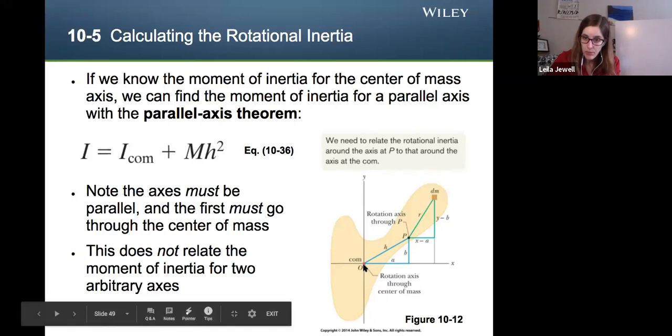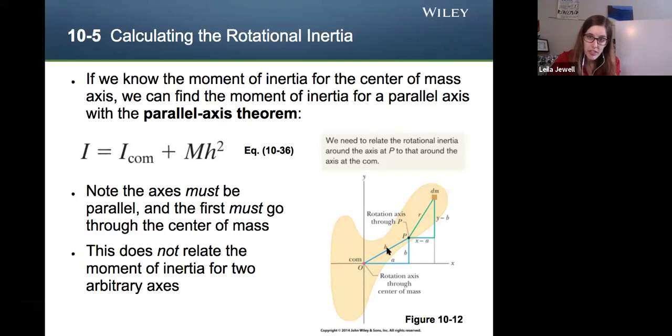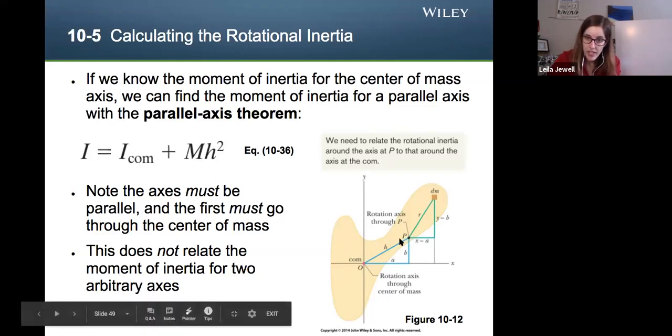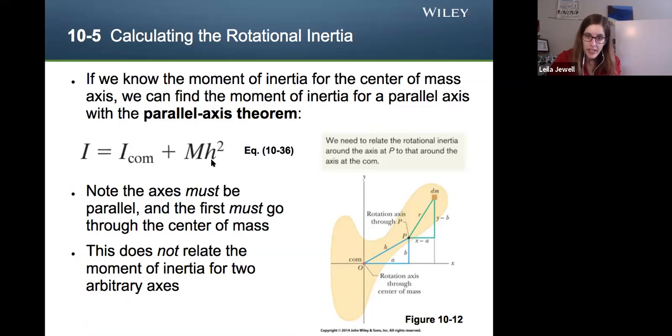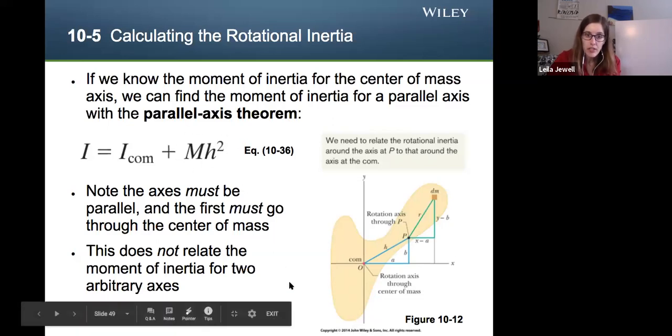So here, the pink one is the center of mass. That's something where we know the rotational inertia, probably from looking up table 10-2. And then if we want to look at the rotational inertia about point P instead, then we know that that's a distance h away. So we add that h squared times the total mass.